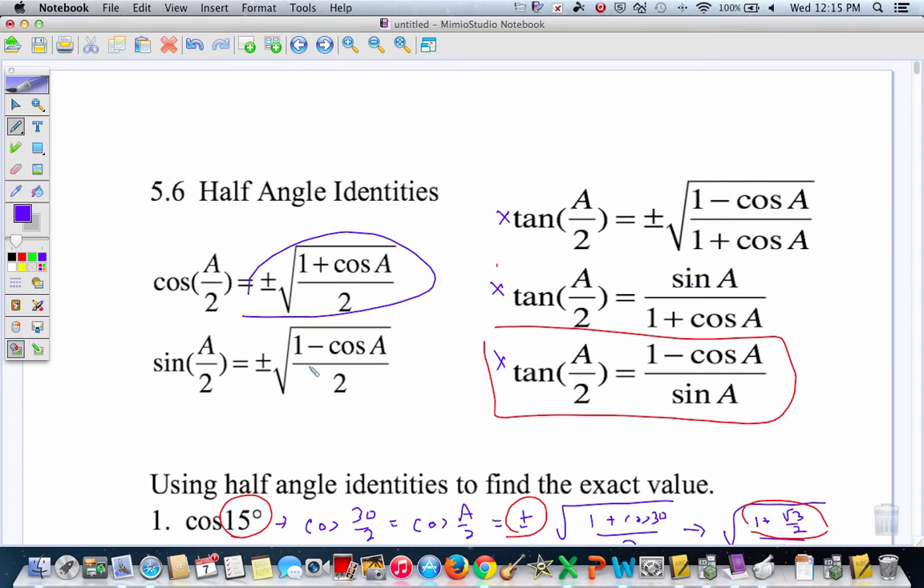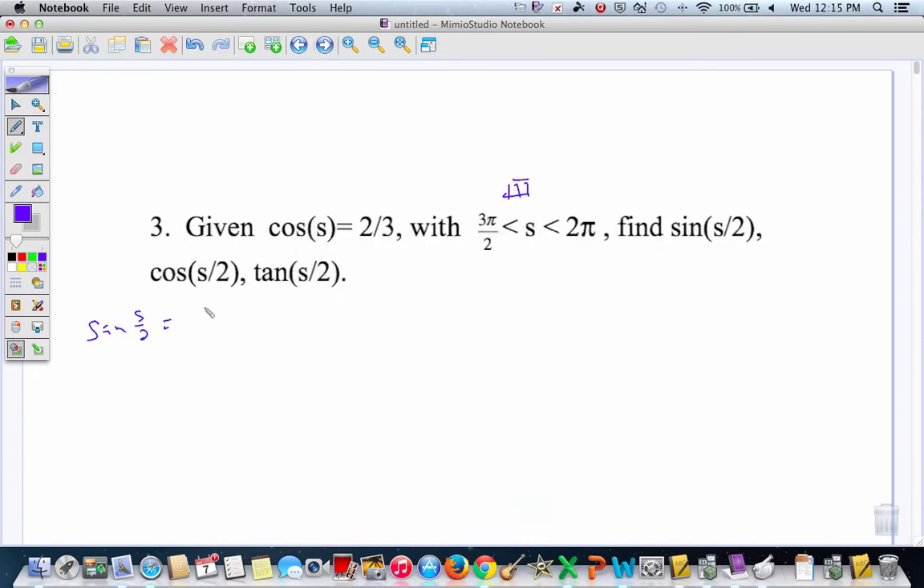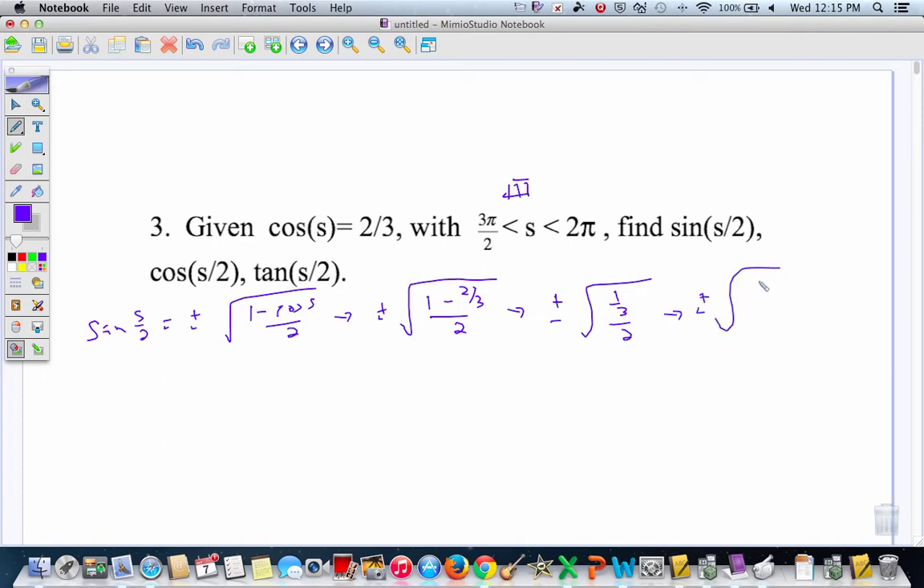I'm going to scroll back just so we can look at this identity. It's plus or minus the square root of 1 minus cosine divided by 2. So we go forward. I have plus or minus the square root of 1 minus the cosine divided by 2. Maybe I should replace that a with an s, different variables as we go through here. So we already know the cosine, so I have plus or minus 1 minus 2/3 divided by 2. Hoping we all know 1 minus 2/3 is 1/3 divided by 2.